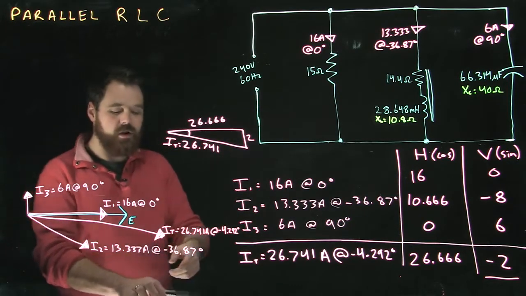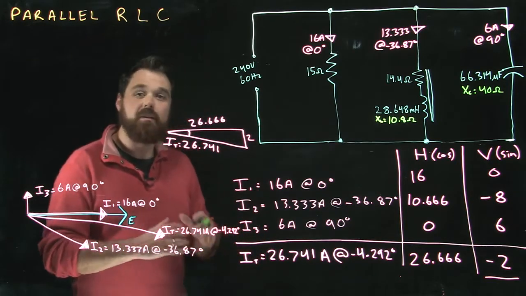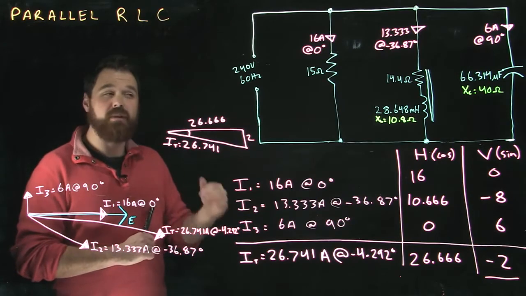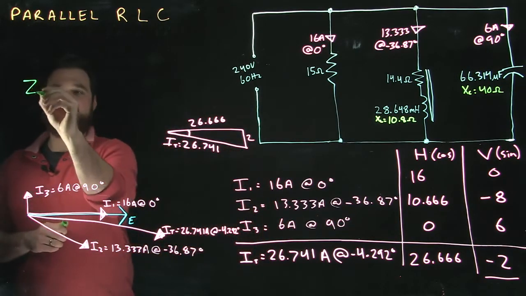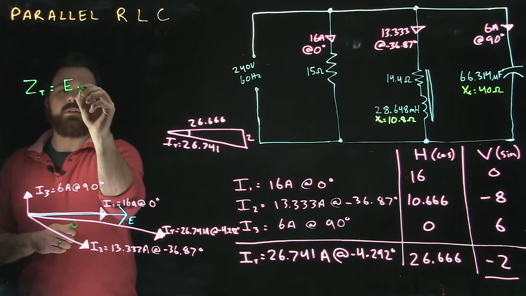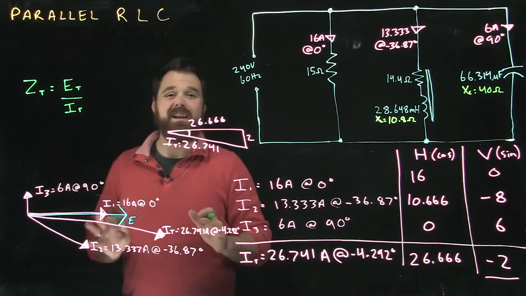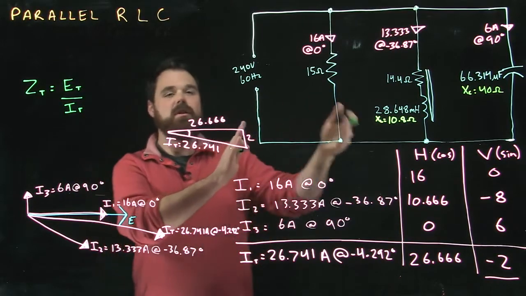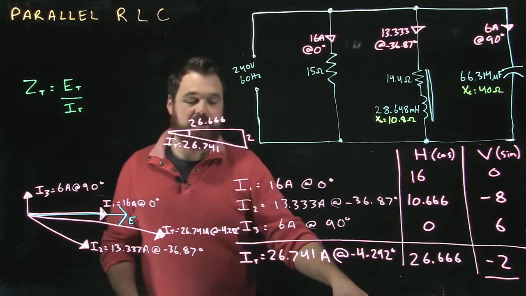Now the last thing I want to talk about really quickly is the total impedance for a circuit. The only way we're going to solve for total impedance in a parallel circuit is by going ZT equals ET divided by IT. We are not using any impedance diagrams for the entire circuit in parallel. I'll leave that calculation up to you guys.